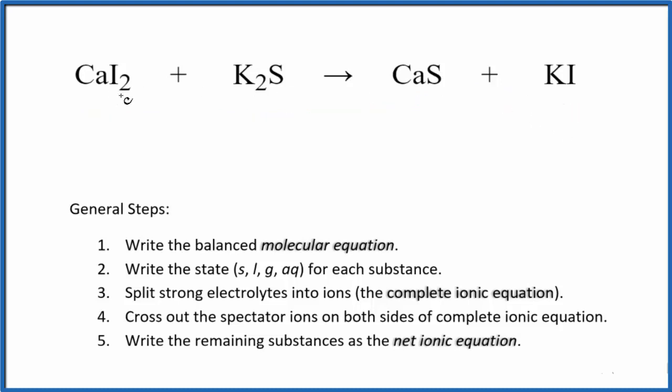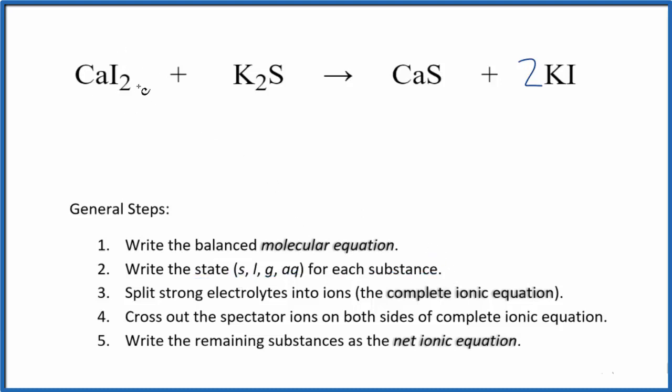I can see that I have 2 iodine atoms, 2 potassium atoms, and then only 1 of each here. So if I just put a 2 right here, that'll balance the equation. So we've balanced the molecular equation. Now we can write the states for all the substances.